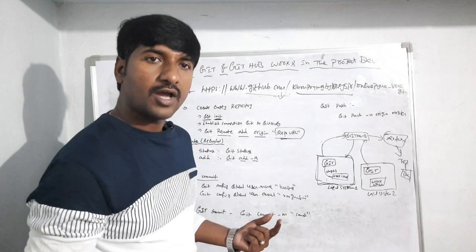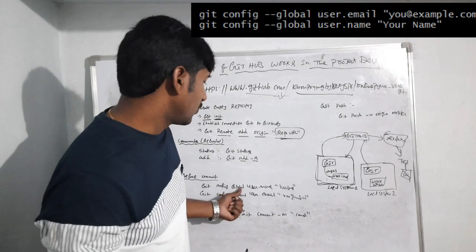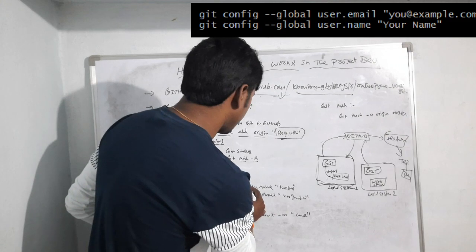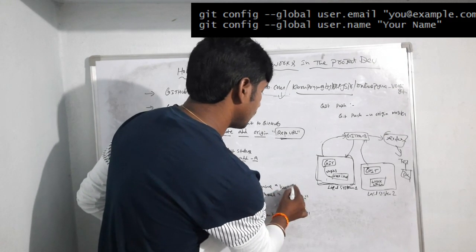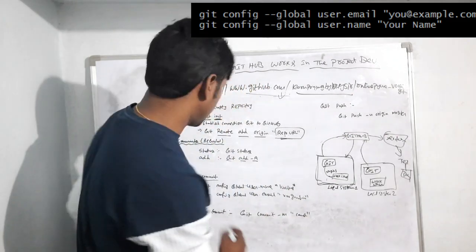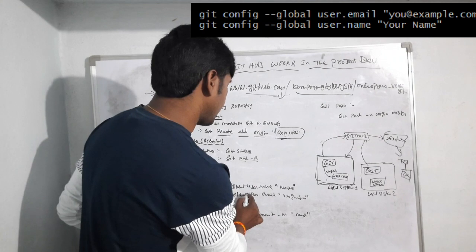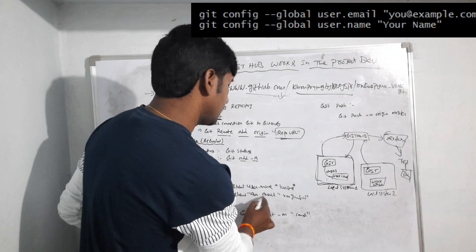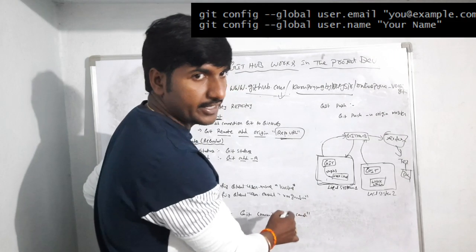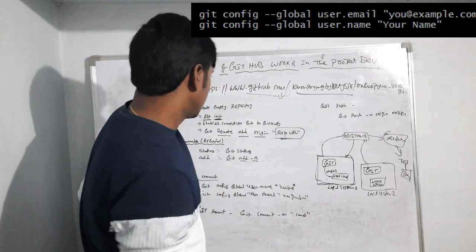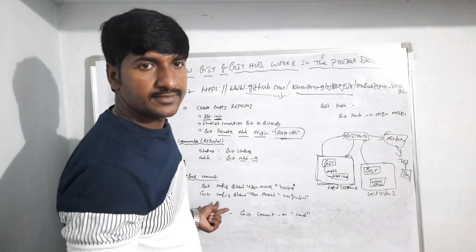Okay, after that we have to configure Git for GitHub. For that we use these commands: git config --global user.name, within double quotation your username. And then git config --global user.email, within double quotation your email ID. So we have to do the configuration by using these commands.